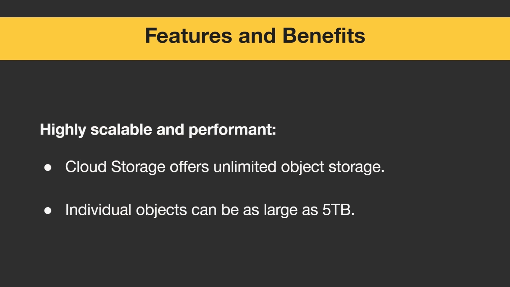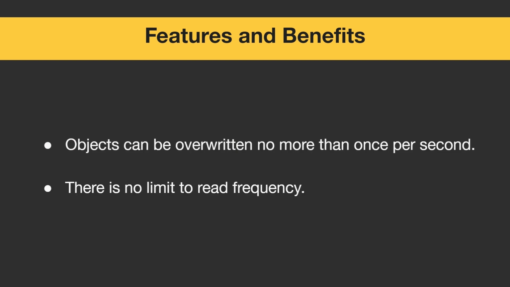Highly available and performant. Google Cloud Storage offers unlimited object storage. Its individual objects can be as large as 5 terabytes. More than 5 terabytes of data cannot be uploaded as a single file. Objects can be overwritten no more than once per second. There is no limit to read frequency. It's unlimited.